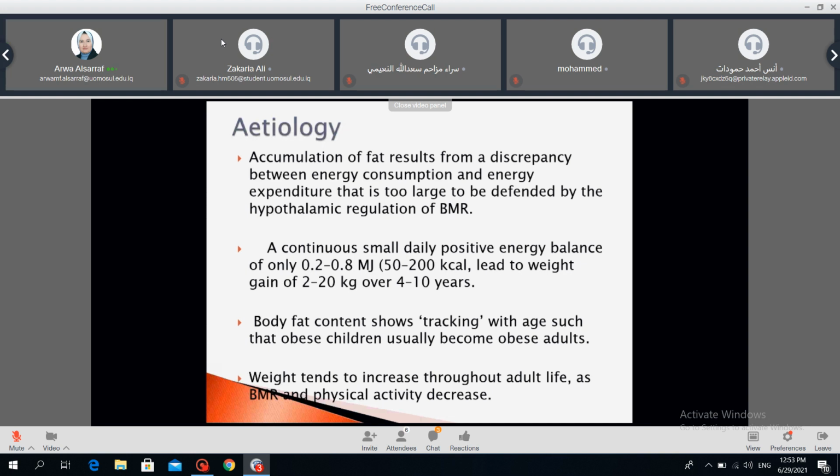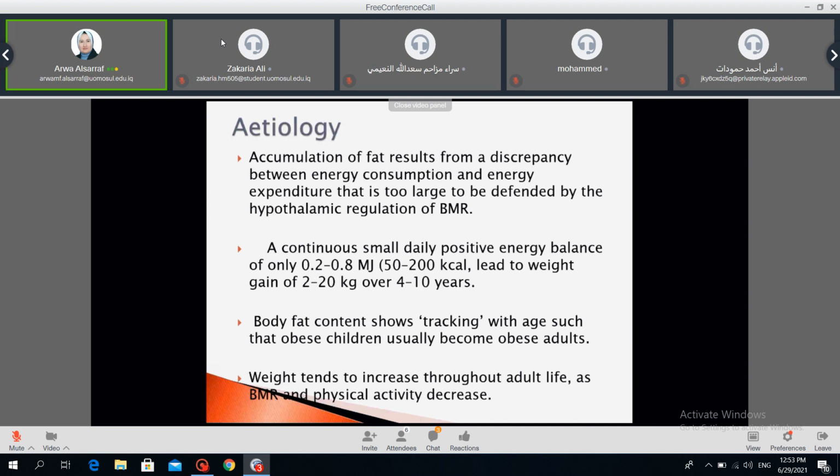It is known that a continuous small daily positive energy balance of only about 50 to 200 kilocalories per day will lead to a weight gain of 2 to 20 kilograms over 4 to 10 years. So if some person eats an excess of only 200 kilocalories per day, after let's say 10 years, he will develop a 20 kilogram increase in his body weight.